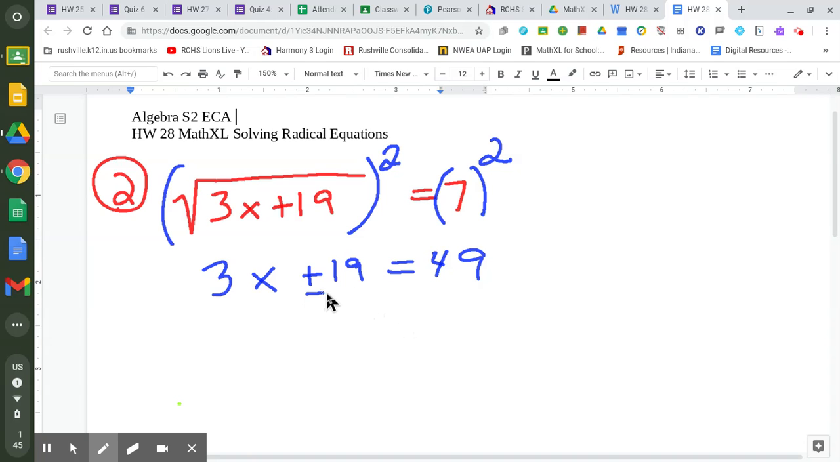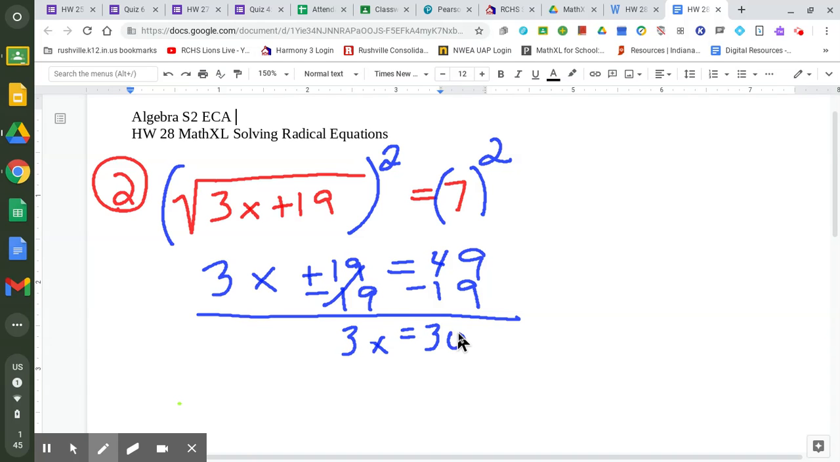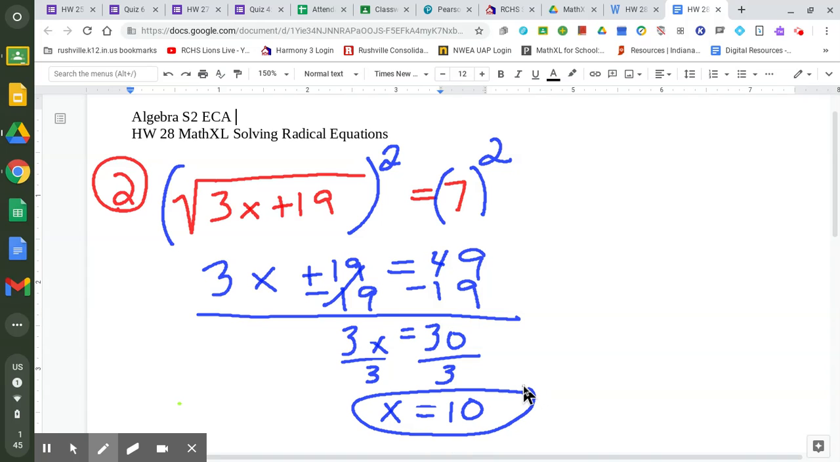And I'm going to solve. Minus 19 on both sides of the equal sign. So 3x equals, and then 49 minus 19 is 30. Divide by 3, divide by 3, x equals 10. And that's our answer.